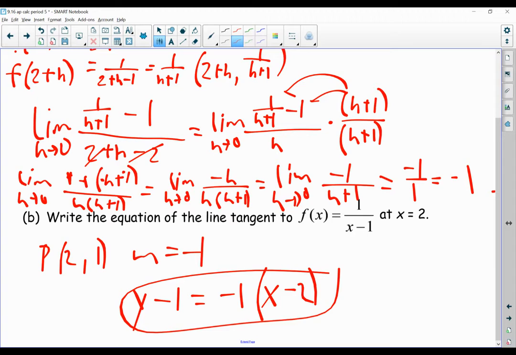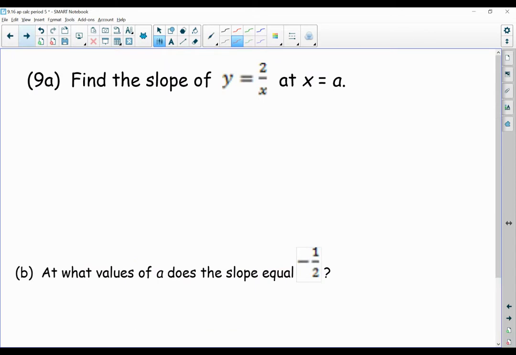Okay, so that's a little bit of a harder one. Then to go into a little bit of a trickier one, let's look at this problem 9. And then we'll talk about when tangent lines exist and when they do not.